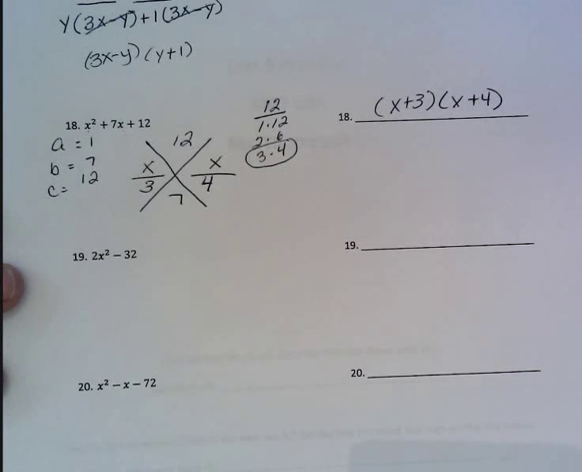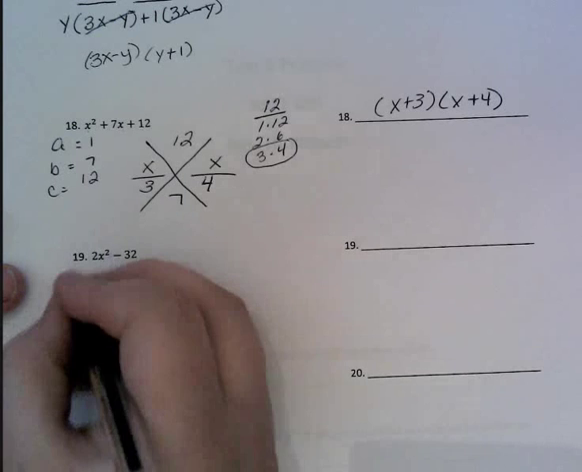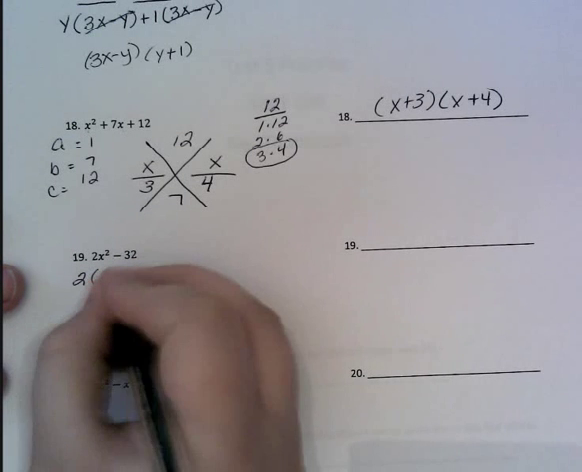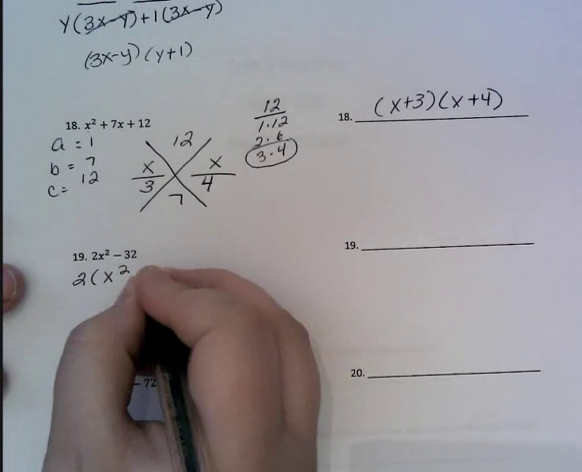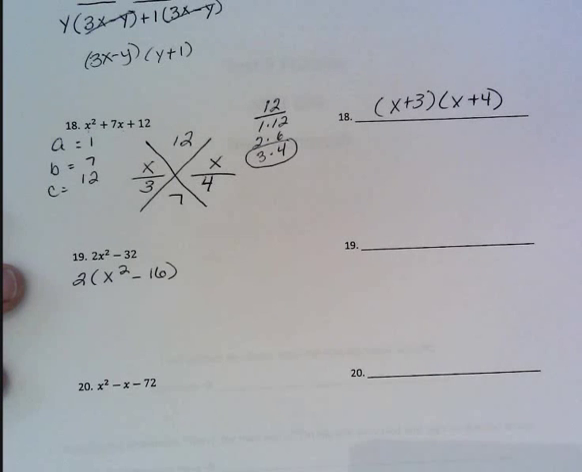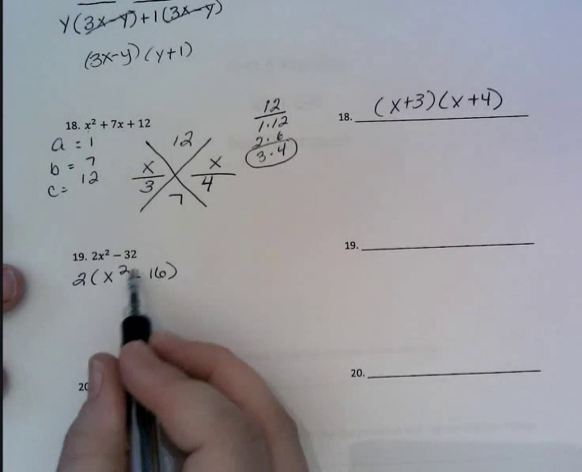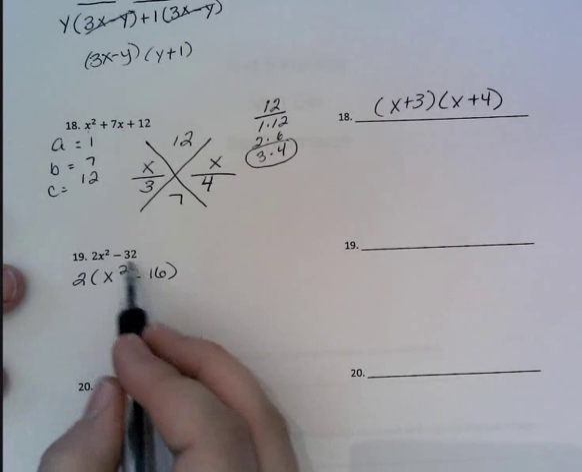So now on number 19, step 1 is to take out my greatest common factor. My greatest common factor is a 2. When I pull that 2 out, I'm left with x squared minus 16. Then I look inside of my parentheses and see if we can factor that. Well, it's 2 terms, and it's the difference of squares.